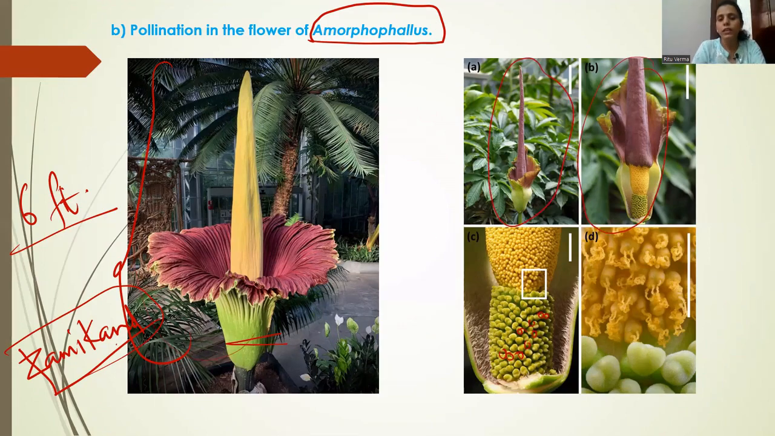So we are done with entomophily. In the next video, we are going to discuss other modes of pollination like ornithophily, pterophily, etc.